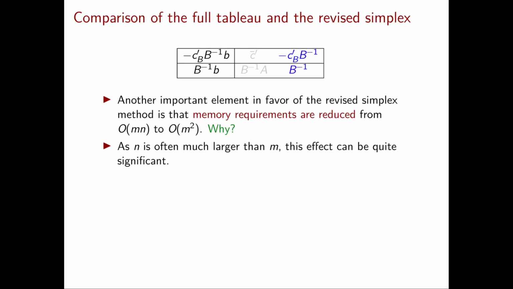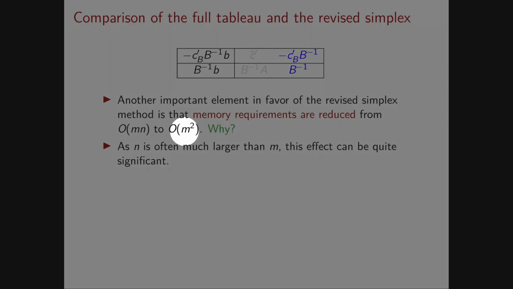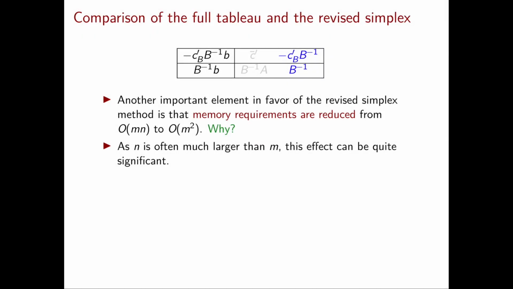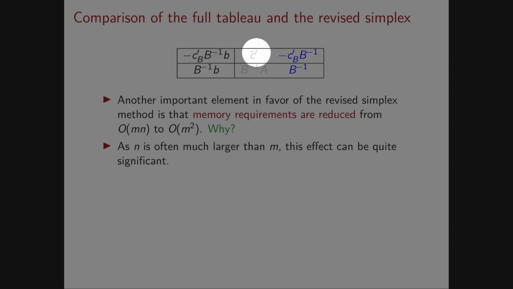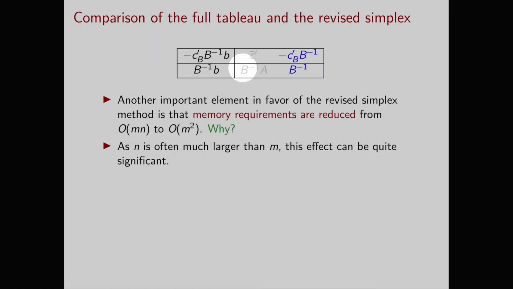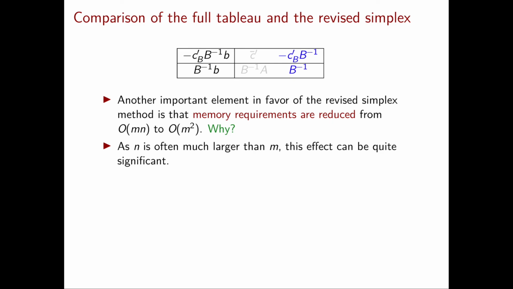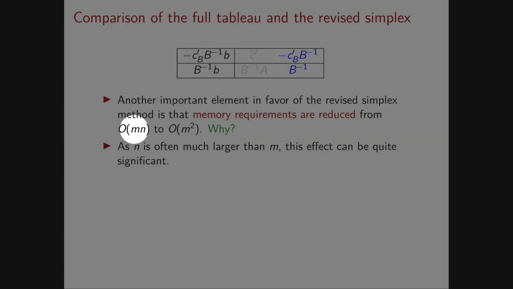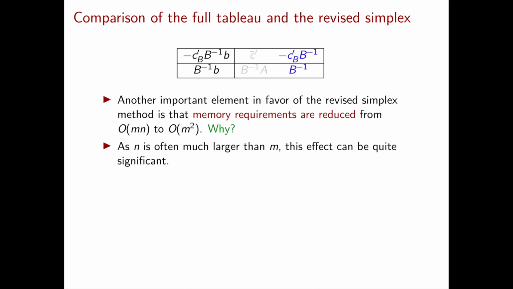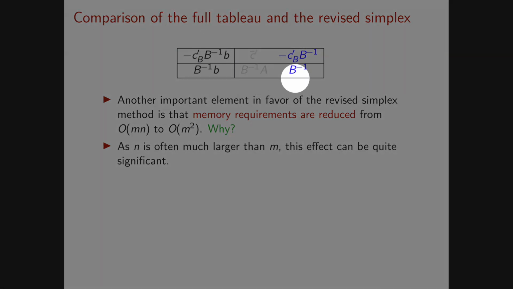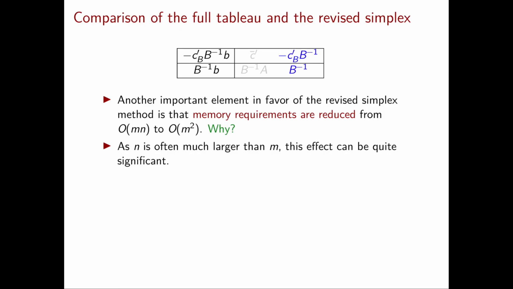Another important advantage of the revised simplex method is that the memory requirements are big O of m square, while in the full tableau they are big O of mn. In fact, in the full tableau method, in each iteration we keep the full tableau, which has m plus 1 times n plus 1 entries. So we're keeping big O of mn entries. On the other hand, in the revised simplex, we fully compute only the 0th row and the blue part over here. And this amounts to big O of m square entries.